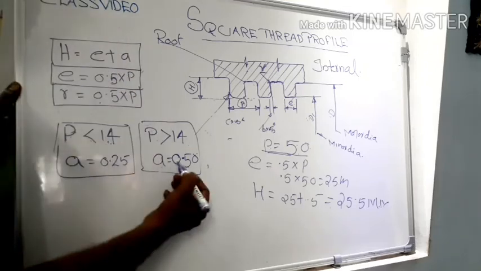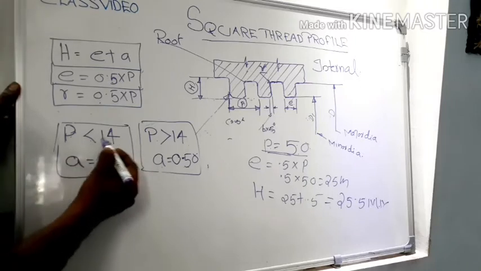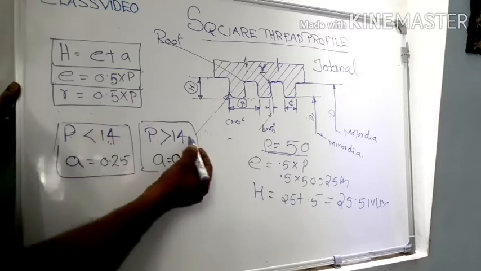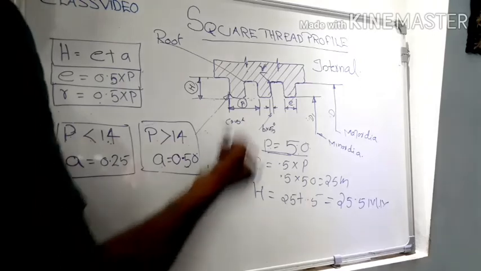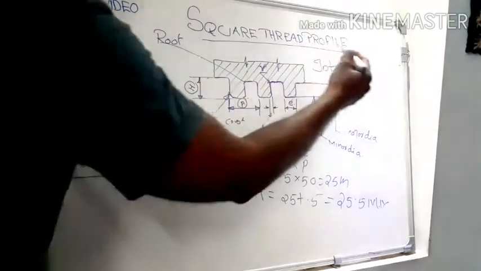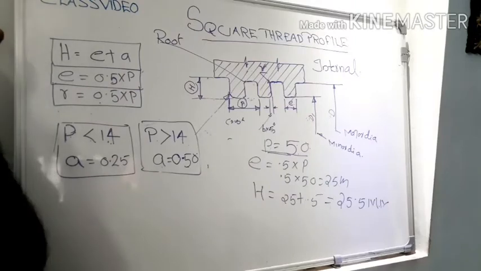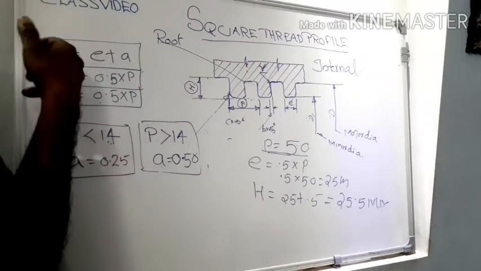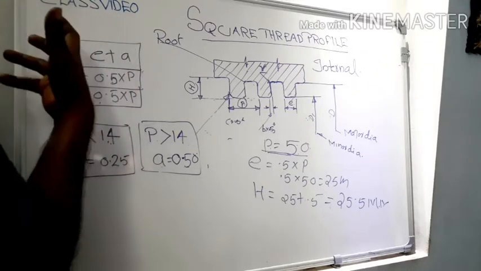A has two conditions. First condition: if P is less than 40, A is 0.25. If P is greater than 40, then A is 0.5. So this is the data related to internal square thread. Now we have to understand what the parameters are and what the shape of the external square thread is.